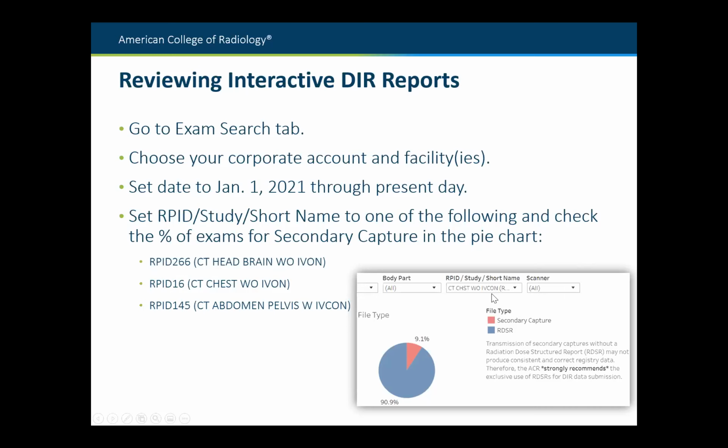And what you'll see when you choose that exam, if you see in the screenshot here, I've chosen CT chest without contrast. You can see that 90.9% of their exams thus far have been submitted using RDSR and 9.1% through secondary capture. Now, this means that if we were to just take those secondary capture exams out of their numerator, they would still meet data completeness most likely. It depends on what the other 2 exams look like, but as long as they're not getting below 70% data completeness, then they would be okay.